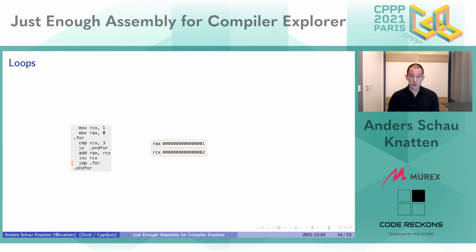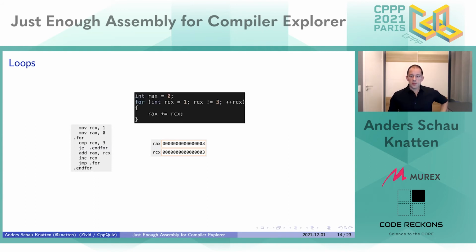And then I have to unconditionally jump to the beginning of the for loop. And then we say, are we 3 yet? We're not, we're 2. So the jump if equal does not happen, and we just fall through. We add 2 to RAX, increment our counter, jump to the beginning of the for loop, compare to 3. Are we 3 yet? This time we are actually 3, so we stop the loop and jump to the end for label down at the end. And we're done with the loop.